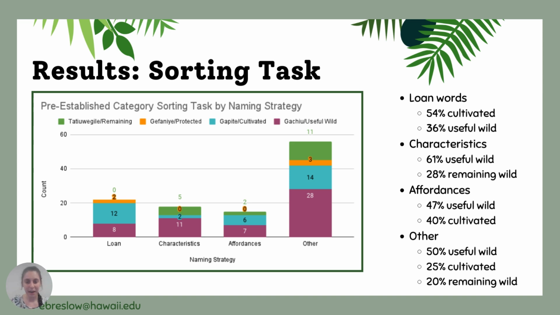Lastly, looking at that other category, you can see that the majority of these are useful wild plants, which also goes against Berlin's predictions, but could again be explained if that distinction between what's cultivated and wild is less strong on Eauripik.